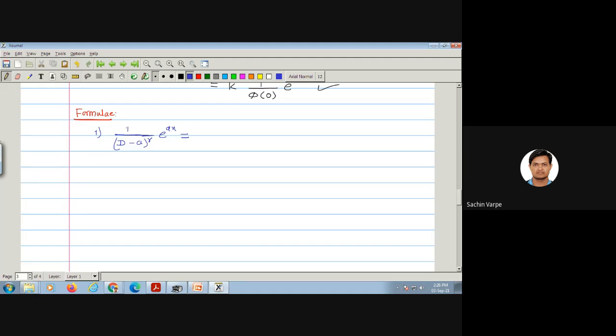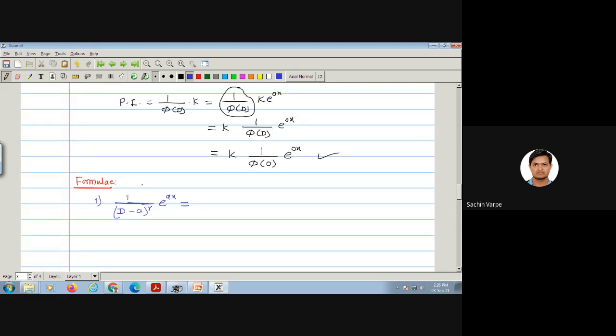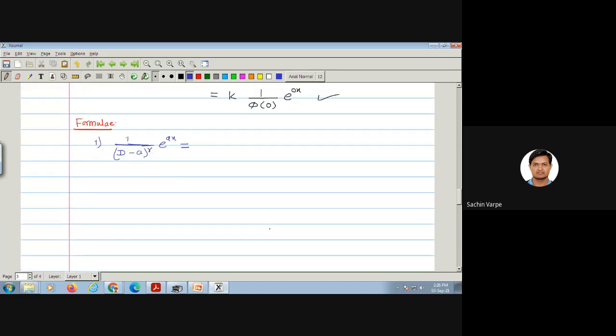How many times will this factor, (d minus a) raised to r, be a case of failure? R times, right? If r is very large, it is not manually possible to get the particular integral by successively differentiating phi of d. So instead I have a formula for this. It will be directly equal to x raised to r upon r factorial, e to the power ax. Is this clear to everyone?